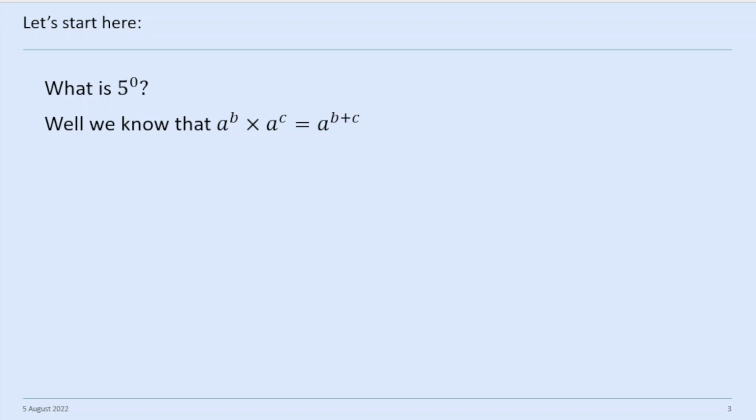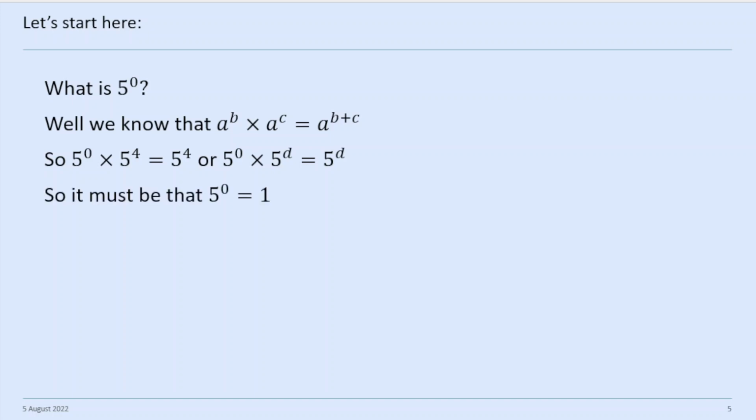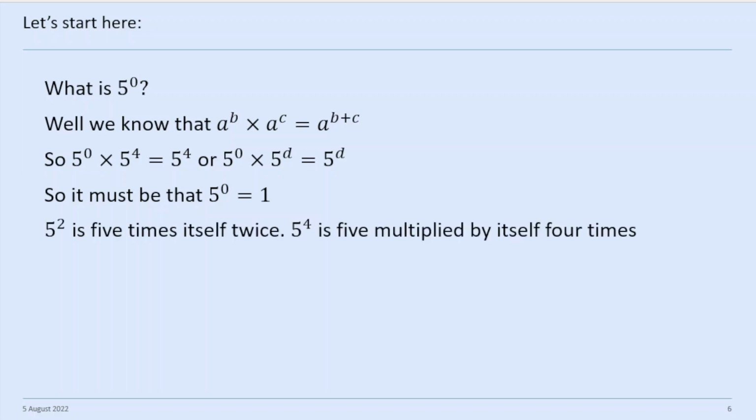Well, we know that a to the b times a to the c equals a to the b plus c. So that means that 5 to the 0 times 5 to the 4, say, has to equal 5 to the 0 plus 4, which is just 5 to the 4. Or 5 to the 0 times 5 to the d in general is going to be 5 to the d. What this must mean is that 5 to the 0 can only be 1, because 5 to the 0 times a thing equals the thing, so 5 to the 0 must be 1.